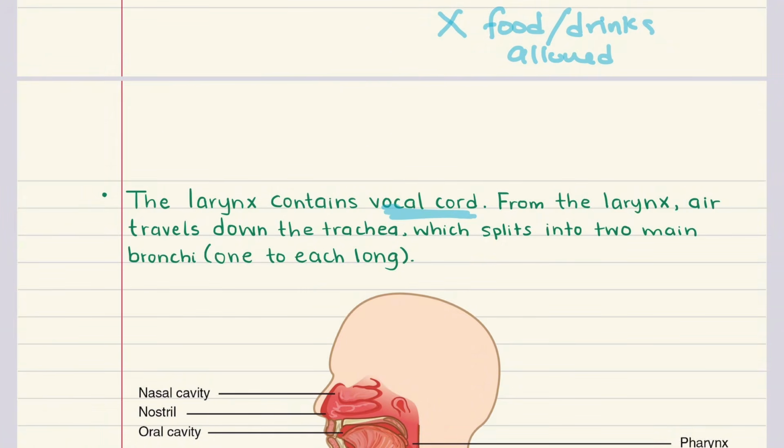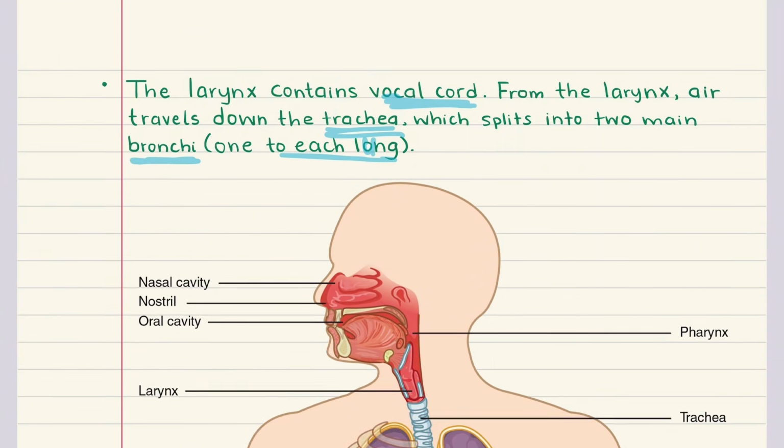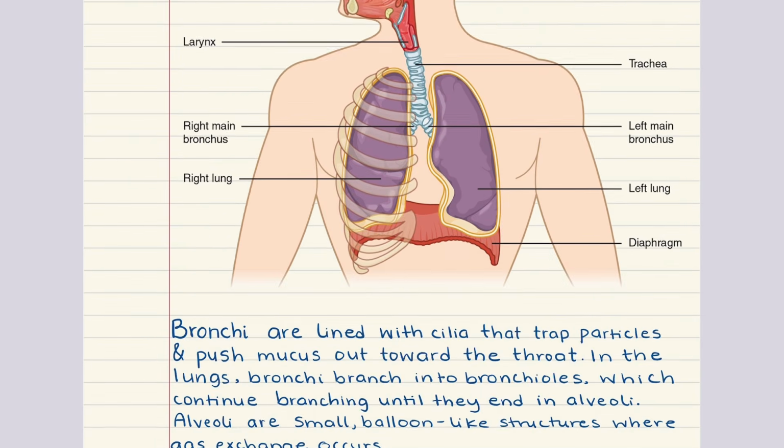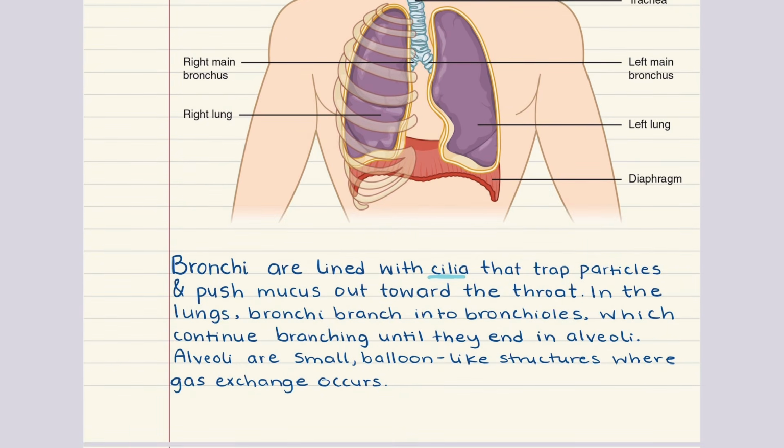air passes through them. From the larynx, air continues downward through the trachea, which is a tube that conducts air to the lungs. The trachea then splits into two main bronchi, one for each lung. The bronchi and larger airways are lined with cilia. These are tiny hair-like structures that move rhythmically, and they help trap dust and debris and even push mucus back up towards the throat where it can be coughed up or swallowed.